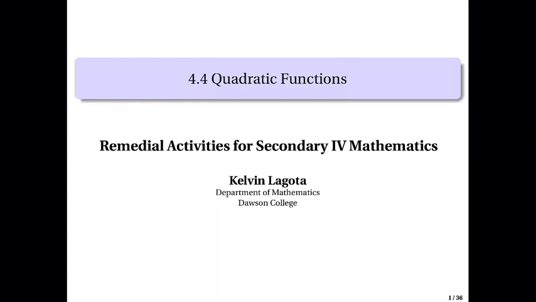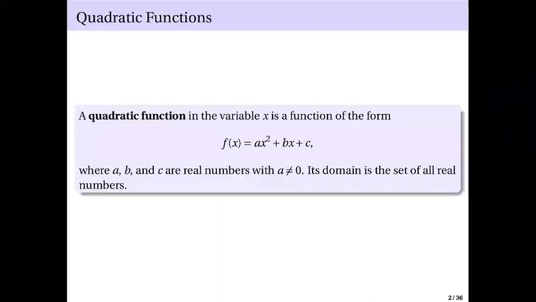Okay, so first, a quadratic function in the variable x. So this is a function of the form f of x equals ax squared plus bx plus c, where a, b, and c are real numbers with a not equal to 0. So this condition here, a not equal to 0, is important, because if a equals 0, then this ax squared term will not be present, and therefore the function will just be a linear function.